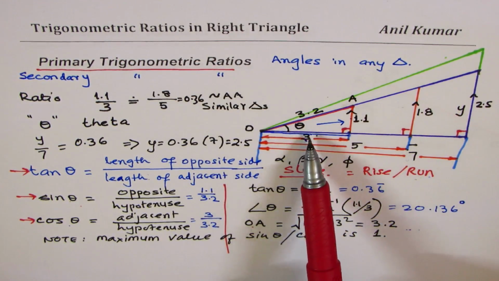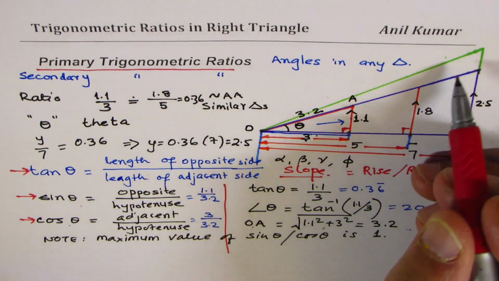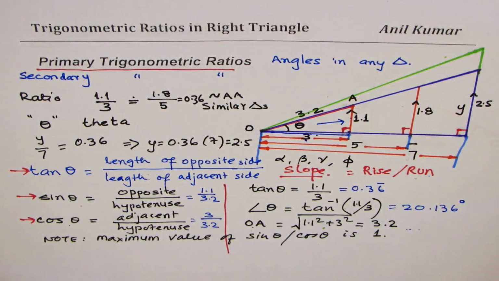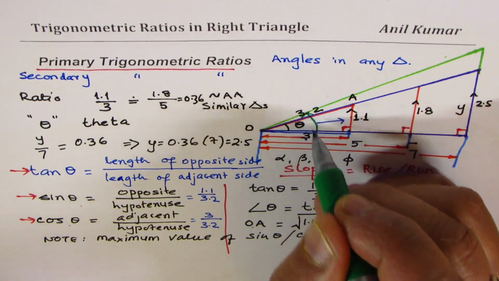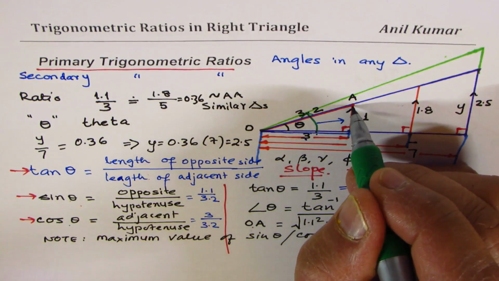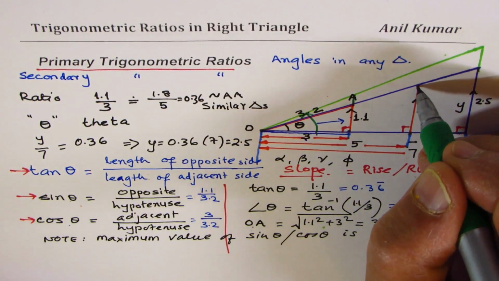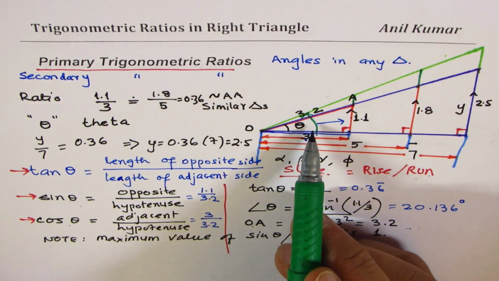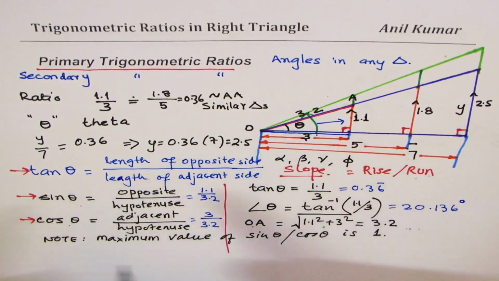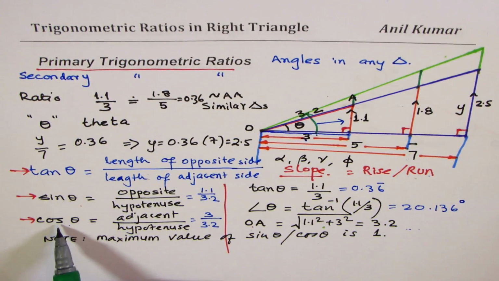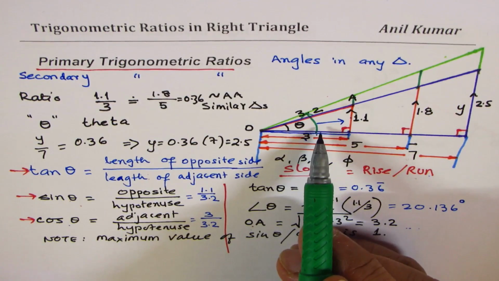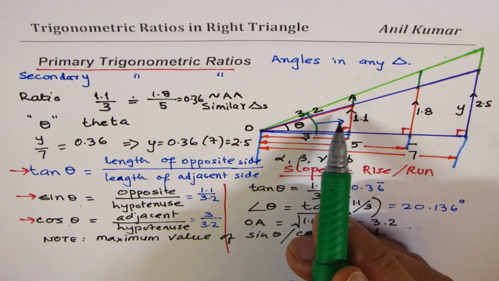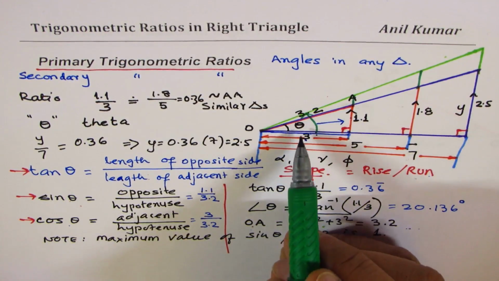If I increase the angle and then make a triangle which is shown by this green line, then what happens to the ratios? So now you have to figure out, if I do that, what will be the value of tan theta, what will be the value of sine theta, and what will be the value of cosine theta? Which one of these will increase, which will decrease?